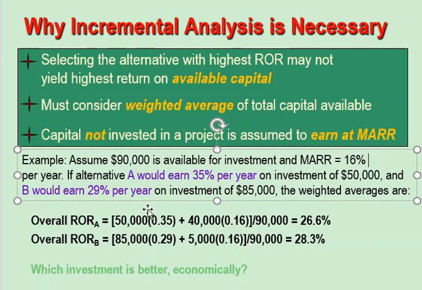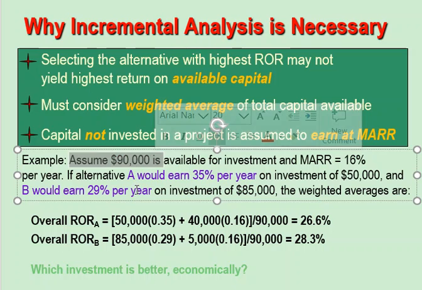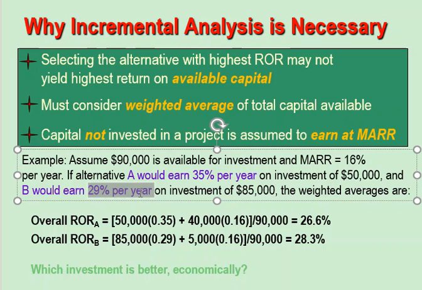The second investment alternative: let's say a friend is offering me another alternative. He said, you know what? From that $90,000, let's open a grocery store, and that grocery store is going to give us, let's say, 29% per year, and the investment needed is $85,000.